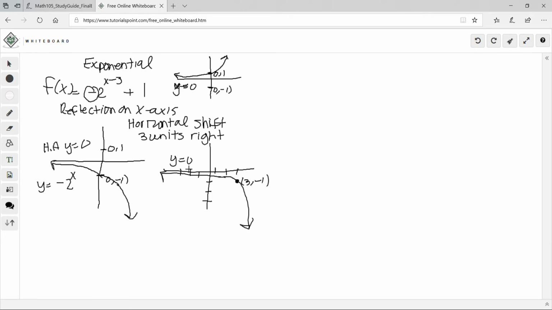Good. Okay, so this graph is y equals -2x minus 3. Now our last graph is our final graph. So there is a vertical shift of 1 unit upwards. So this +1 is our vertical shift of 1 unit upwards.